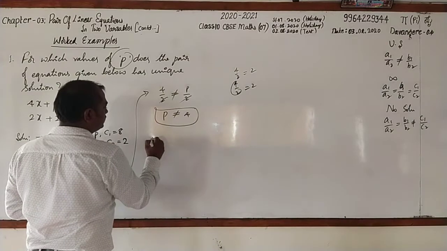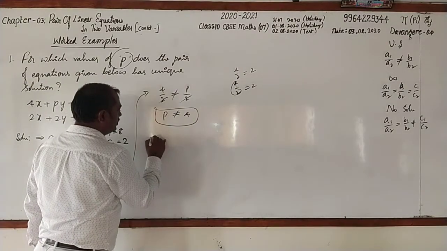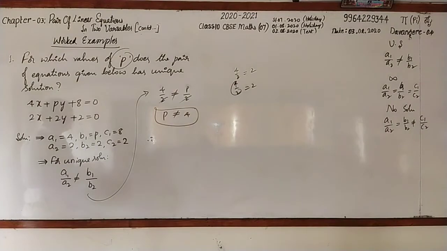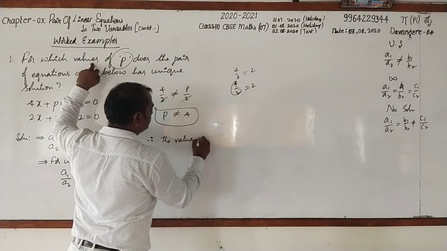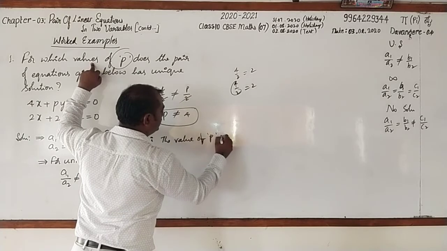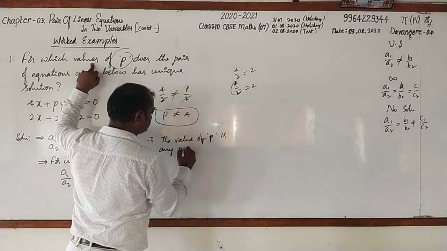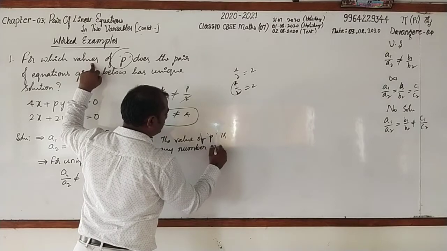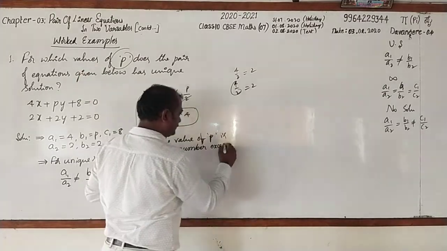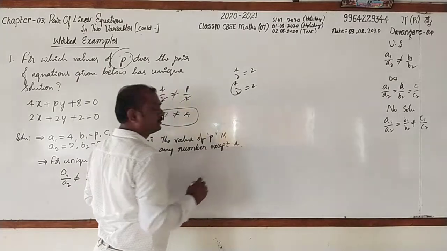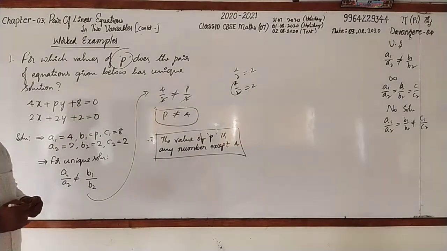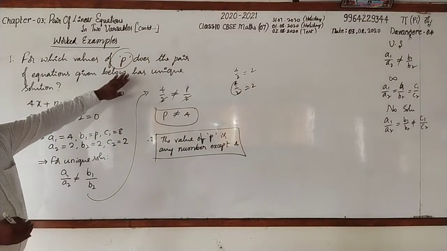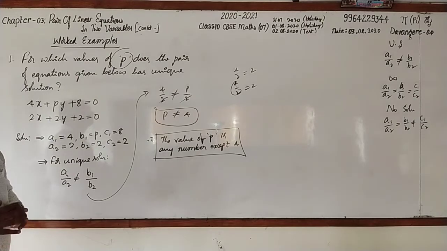So I'll write the conclusion. Therefore, the value of p is any number except 4. See? Here, the value of p is any number except 4. Clear? Yes. For other values of p except 4, the given equations will be having unique solution. Hope that you have understood.